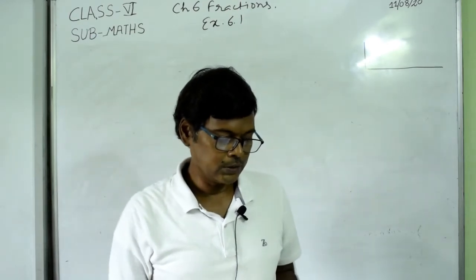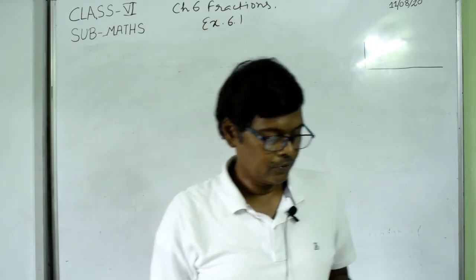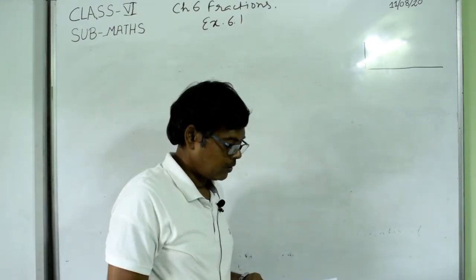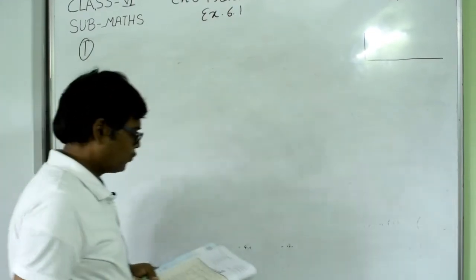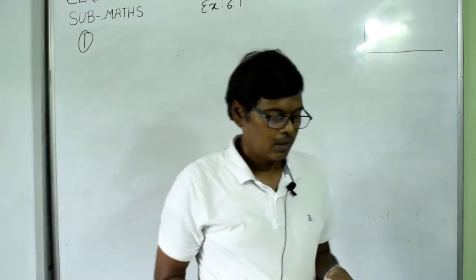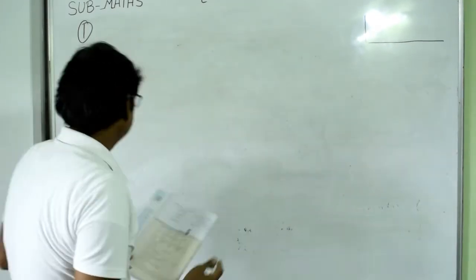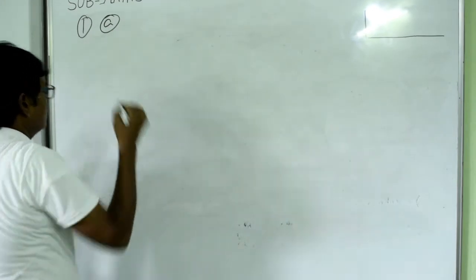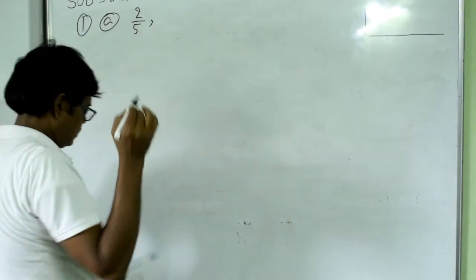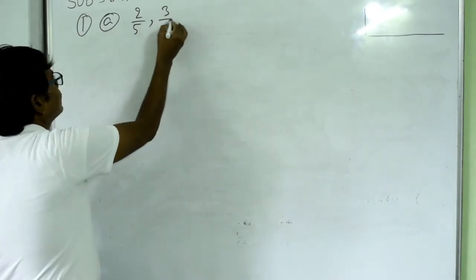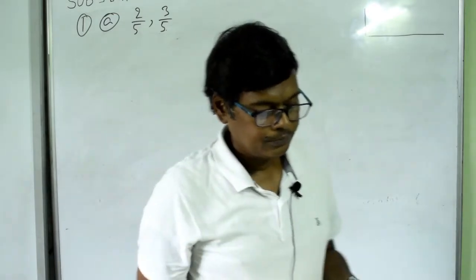So I explained to you what the meaning of equivalent fractions is. So here in the first question, we have to find which pairs are equivalent fractions. So in question number A, it is 2 by 5 and 3 by 5. So here 2 by 5 and 3 by 5 are not equivalent fractions.